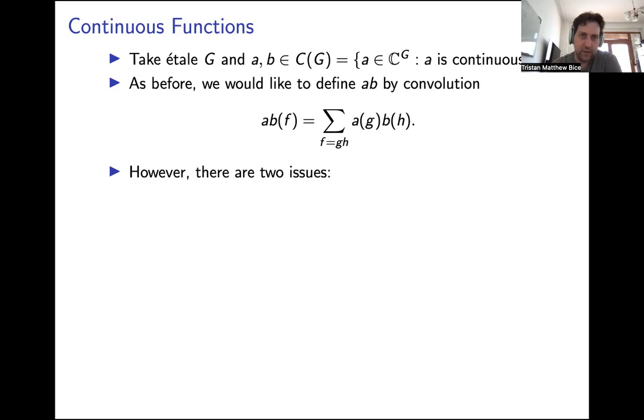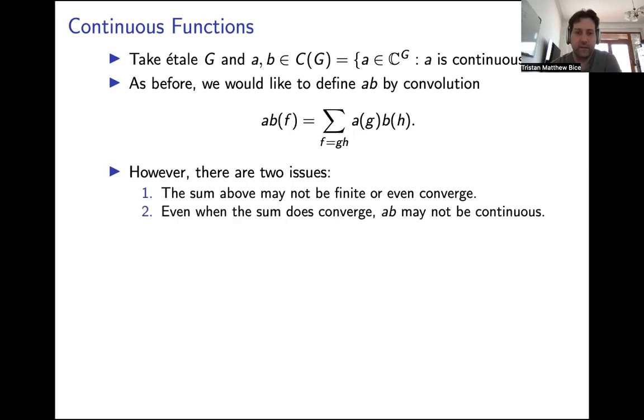But in this case, where we have an étale groupoid which is not necessarily finite, not necessarily even compact, there are a couple of issues. The first one is that the sum here may not be finite, so it may not be well defined. You could also consider infinite sums, so long as the partial sums converge. But even that is not clear for two arbitrary continuous functions A and B. And even when they do converge, even when you can make this well defined, it's again not immediately clear that the resulting function AB will also be continuous.